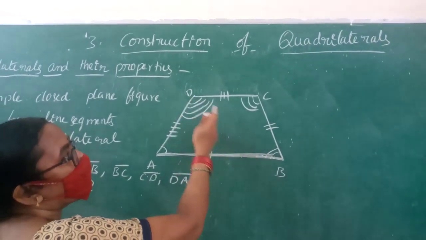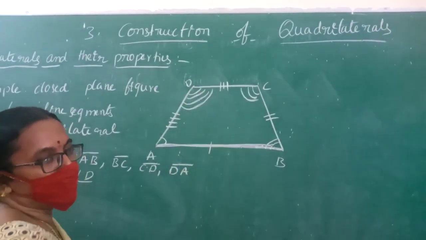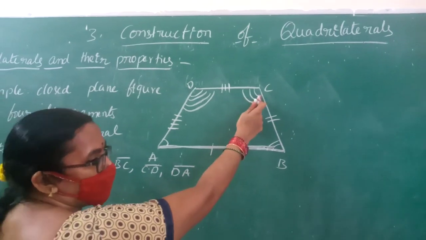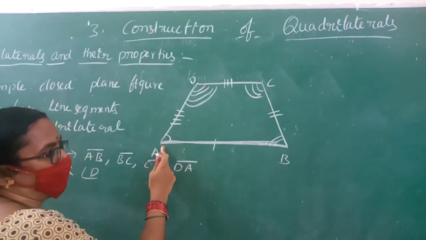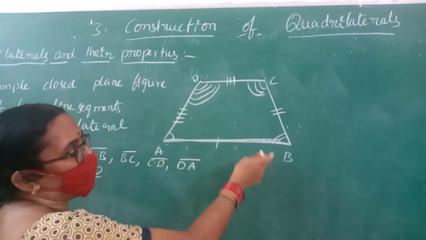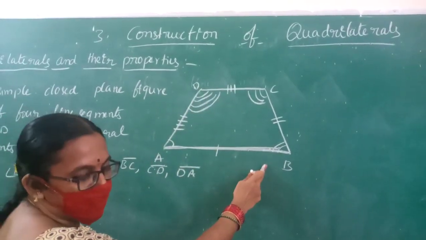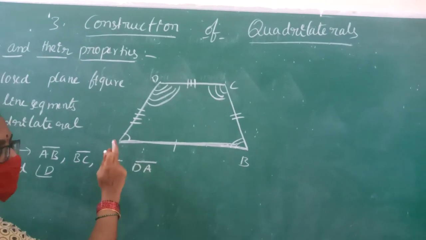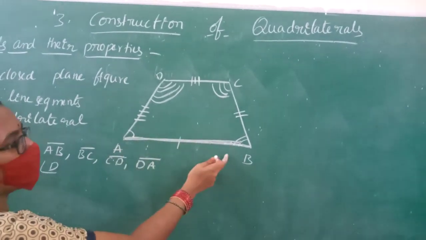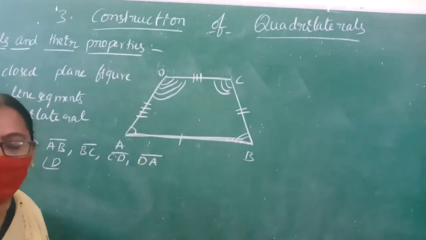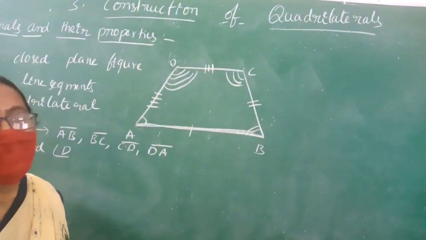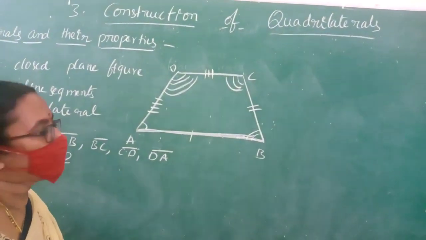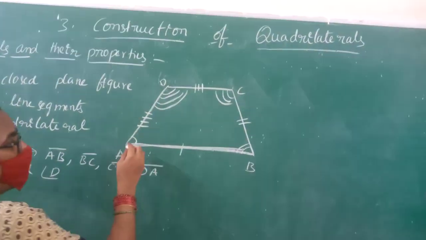What about these two angles? These are also opposite angles. What is the opposite angle of C? Yes, angle A. Opposite angle of B? Angle D. What are the adjacent angles of B? Angle C and angle A. Adjacent angles of angle A: angle B and angle D. You know the difference? Adjacent angles and opposite angles.